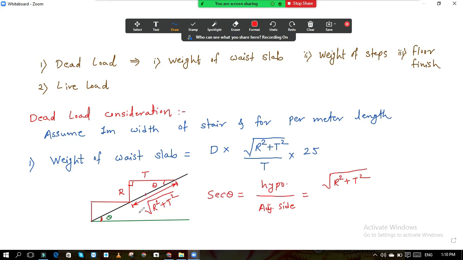So this is your hypotenuse. Divided by the adjacent side, so this angle is theta. So r is the opposite side and t is the adjacent side. So this is the term under root r square plus t square.